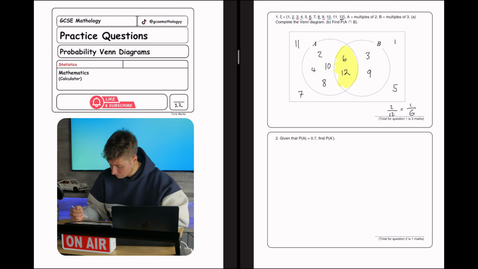Question 2 says, given that the probability of A is equal to 0.7, we need to find the probability of A dash. So A dash means not A. So if the probability of A is 0.7 and all probabilities are out of 1, if we do 1 subtract 0.7, this will give me the probability of not A, which is equal to 0.3.